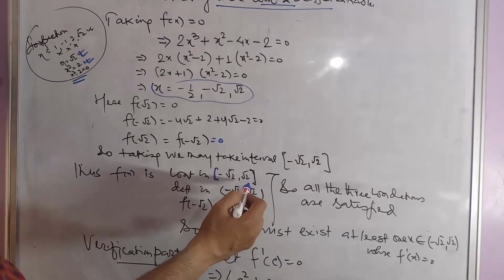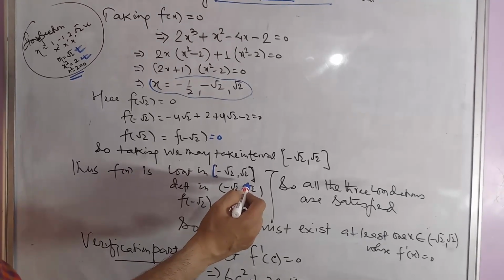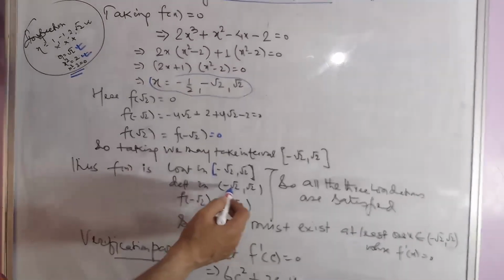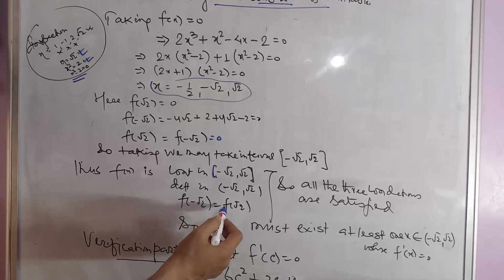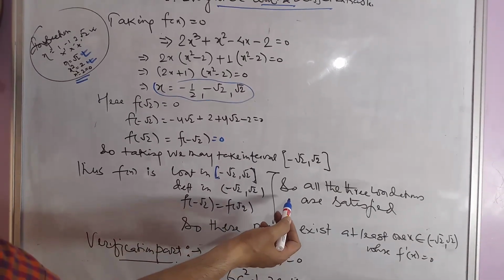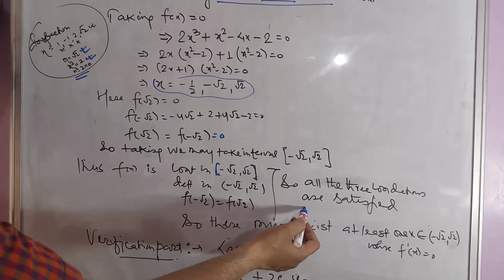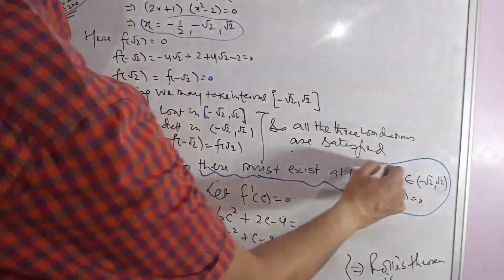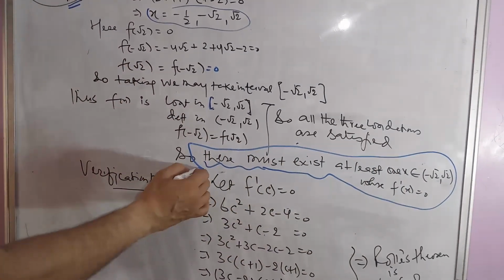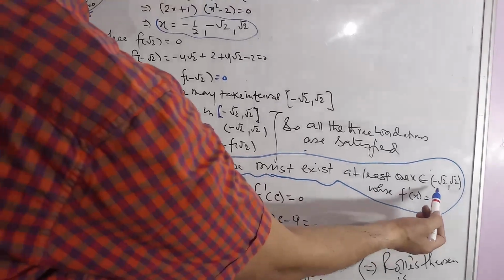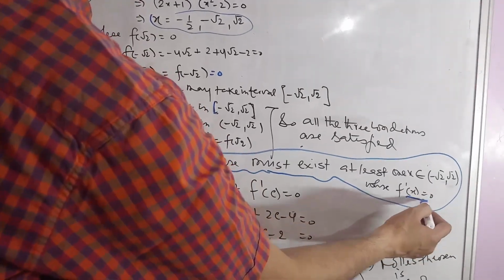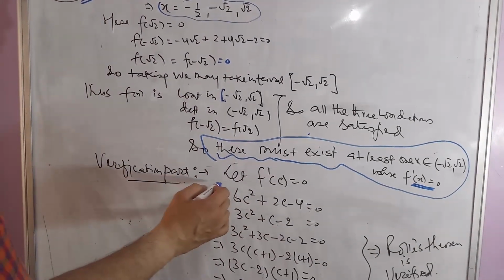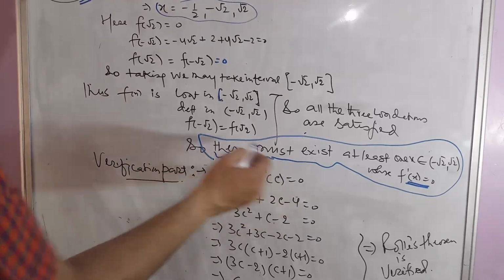And conclusion, C for conclusion, in open interval. So continuous in closed interval, differentiable in open interval, and f of minus root 2 equal to f of root 2. Since all the three conditions are satisfied, there must exist at least one value of x equal to c, c belongs to open interval, where derivative vanishes. So here we assume f dash c equal to 0.